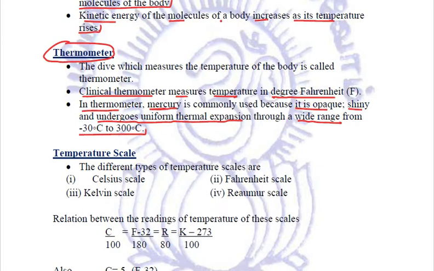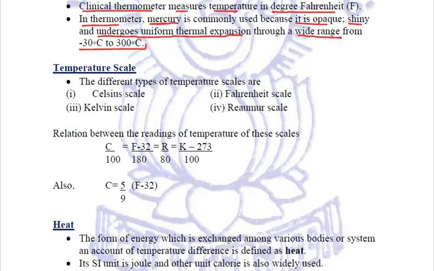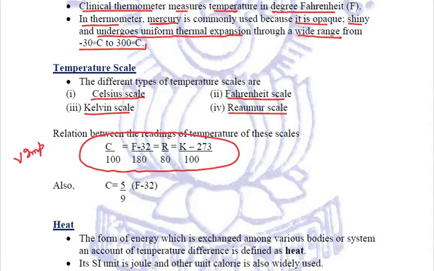Now we have different temperature scales. Let us try to relate them one by one. The different types of temperature scales are: number one is the Celsius scale, number two is the Fahrenheit scale, number three is the Kelvin scale, and number four is the Reaumur scale. Let us try to understand the relation between these scales. Now this relation is very important. Please make sure to note it down somewhere and learn it properly and thoroughly.